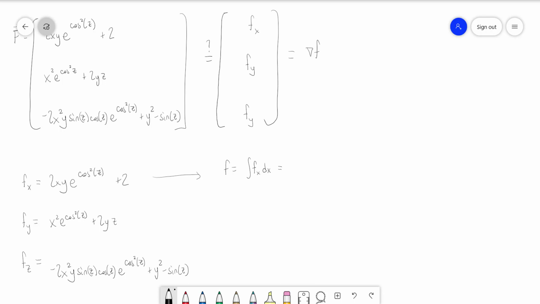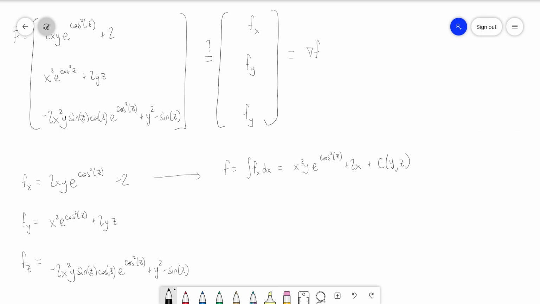So that's going to give me x squared y e to the cosine squared of z, and then plus 2x. Okay, now, when we do this integral, we pick up a sort of arbitrary constant, if you will. But since we were integrating with respect to x, we were treating y and z as if they were constant. So this constant that we add at the end, it's actually not necessarily constant, but it could have some y's and z's in it as well, since they were treated as constant when we did the integral with respect to x, okay?